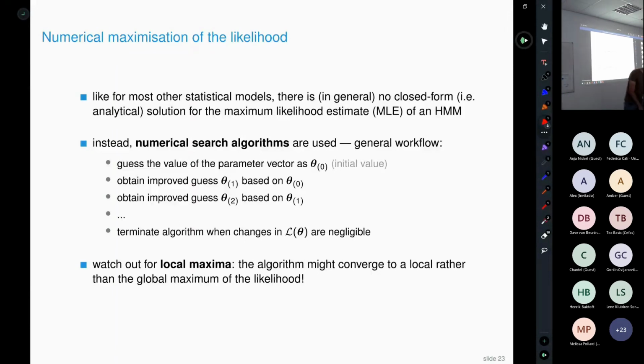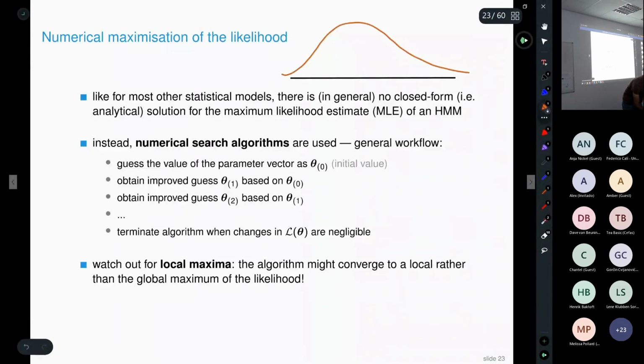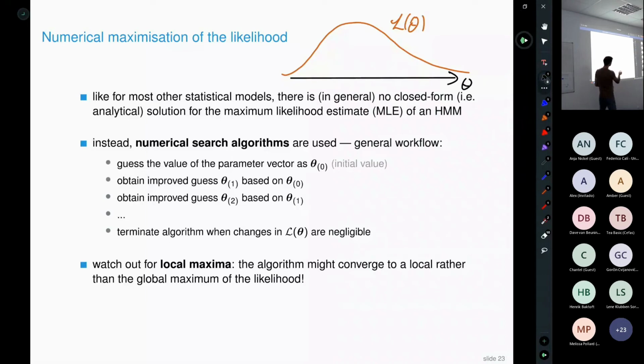I give you a brief sketch of that because I'm pretty sure that not all of you will have heard of numerical maximization. So the idea is basically the following. If you have a likelihood function that looks like this, say, so this could be the function giving you the probability of the data as a function of the parameter vector. That's what we do basically. We play around with our different theta values, the parameter values, and then we try to find that parameter value theta for which we have the highest likelihood.